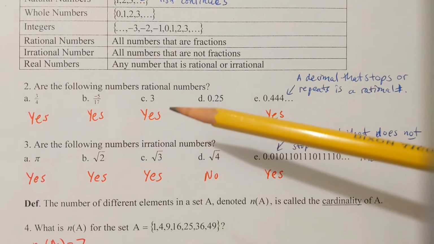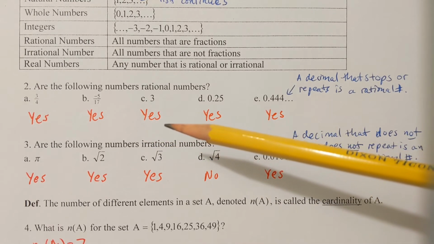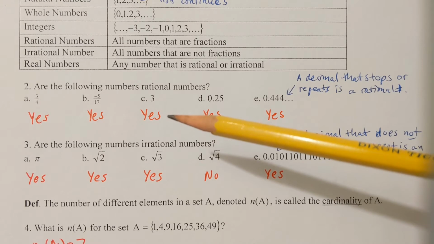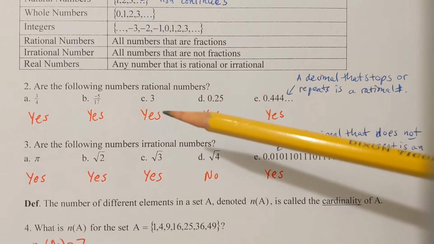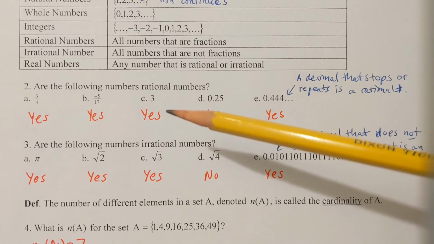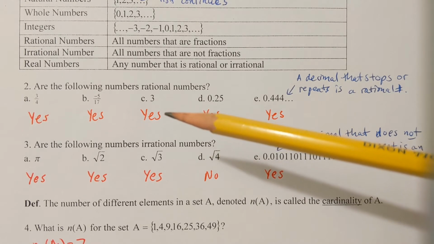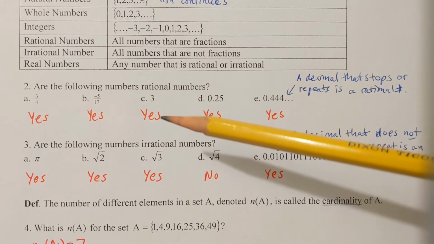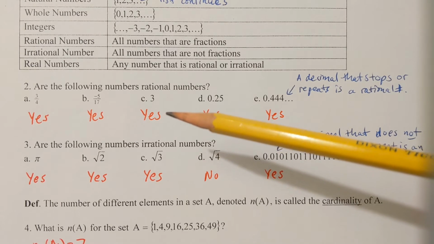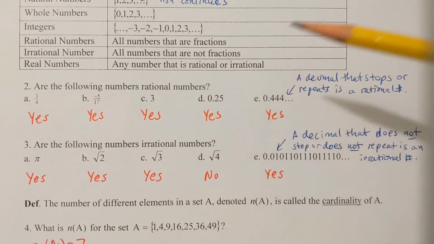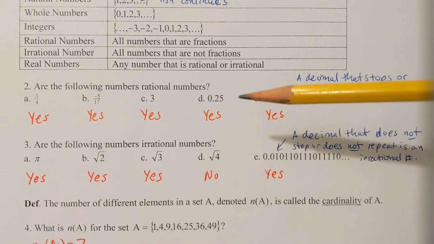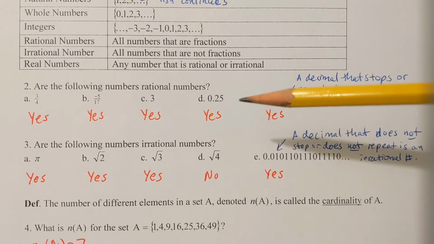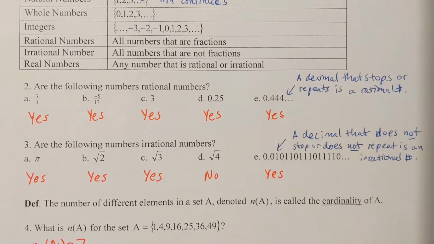3 is a rational number, so any integer is a rational number because 3 is the same as 3 over 1. And of course I can do that to any integer that I want. I just throw 1 in the denominator, boom, there's my rational number. Sometimes rational numbers are expressed in decimal form, so 0.25, that's the same as 1/4. Yeah, that's a rational number.